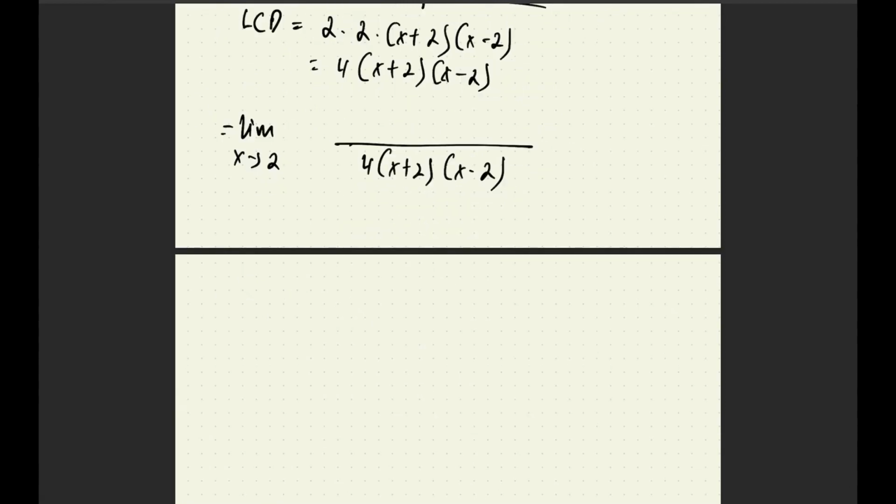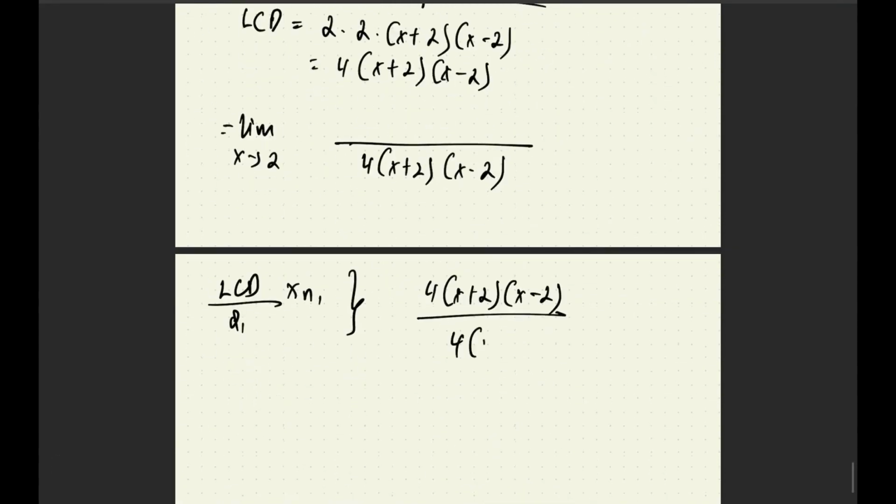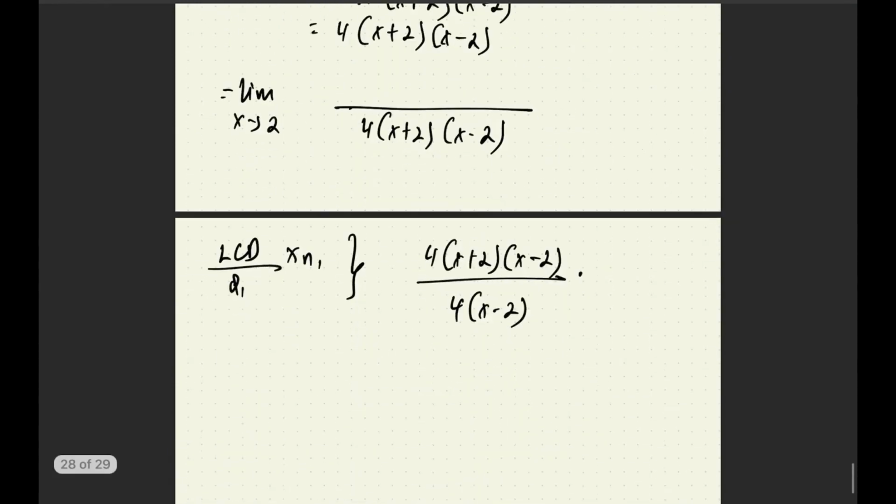How we move about now is that you take the LCD, you divide it by the first denominator, and you multiply it by the first numerator. You do the same for all the different terms. So the LCD is 4(x plus 2)(x minus 2). Divide this by the first denominator, which we know is 4(x minus 2), and multiply it by the first numerator, which is just 1. So this and this will cancel, this and this will cancel, and that gives me x plus 2. So I'm going to write down x plus 2 over here.